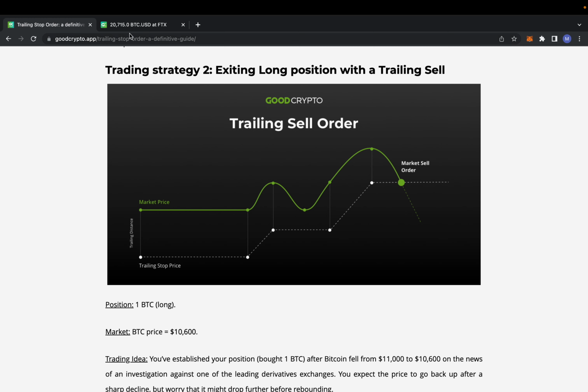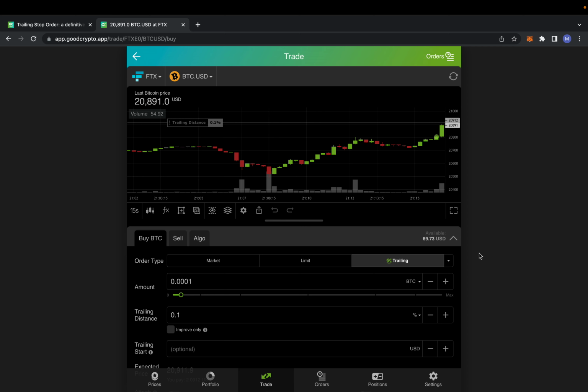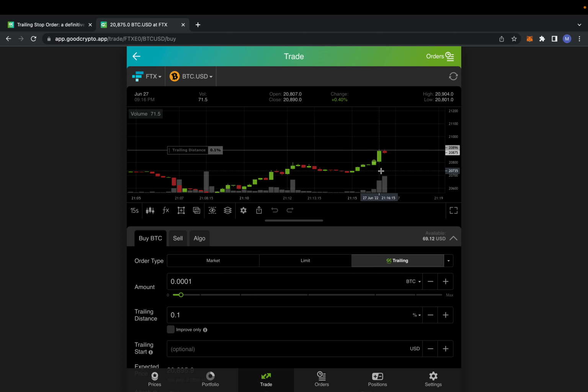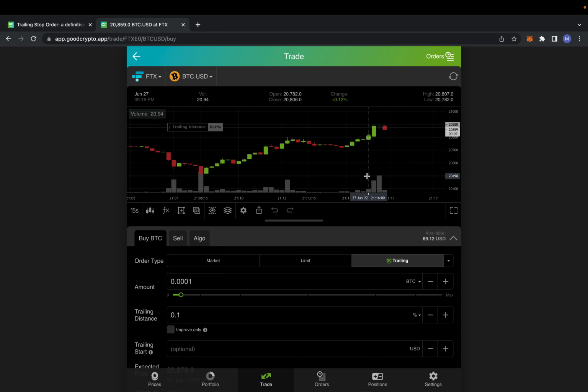So let's now look at the real example, or look at the trading interface. So we're looking here at the Good Crypto app. Okay, guys, so we'll try to send a trailing stop order. We're now at FTX exchange at BTC.USD instrument. Let's see what's best. Maybe, okay, the price is functioning. Let's try to buy with a trailing stop.